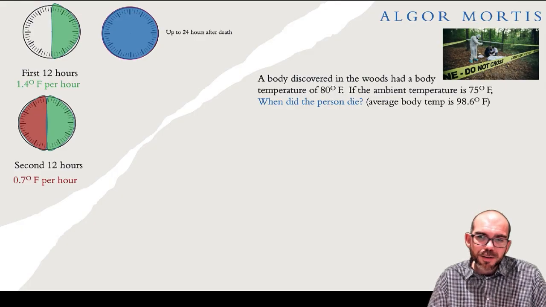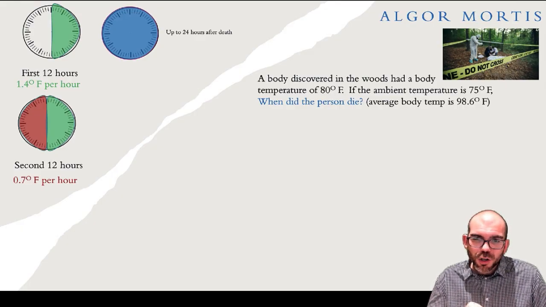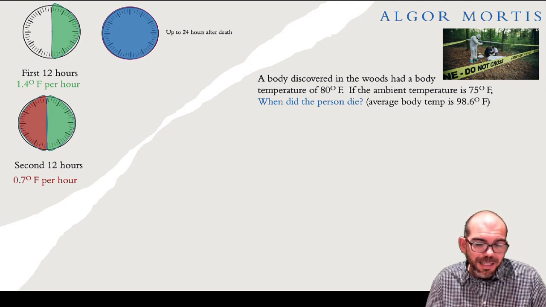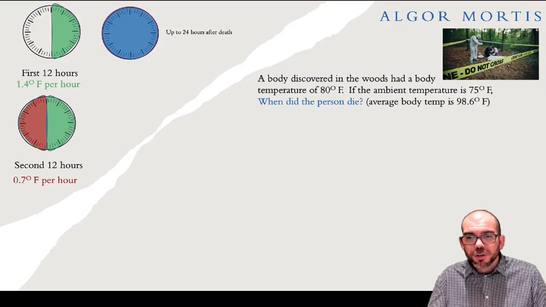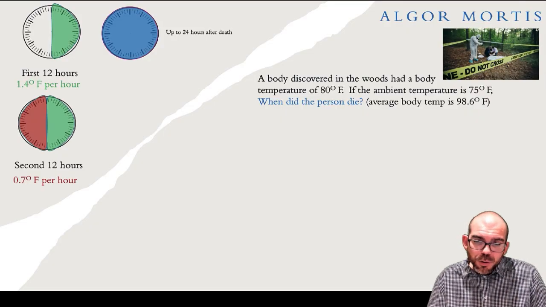A body is discovered in the woods, with a body temperature of 80 degrees Fahrenheit. If the ambient temperature is 75 degrees Fahrenheit, when did this person die? And assume that the average body temperature is 98.6. So let's try this out.